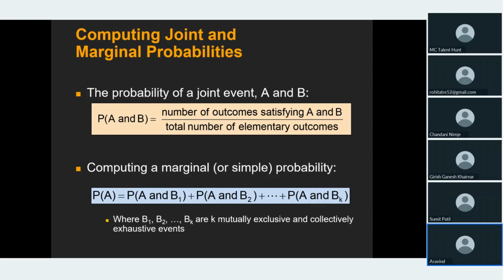B1, B2 and so on are called mutually exclusive events. And now you're doing A plus B1 and A plus B2, and all of these are collectively exhaustive events. What do we call collectively exhaustive events? Okay, let's move on to some solutions of problems.